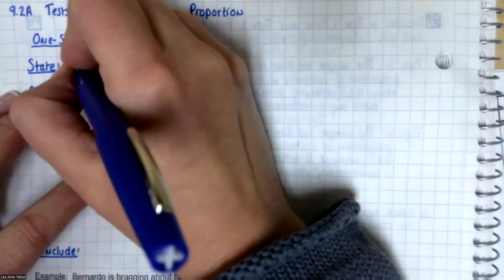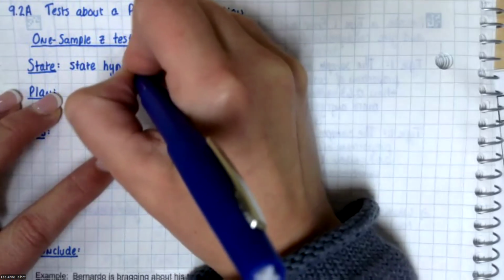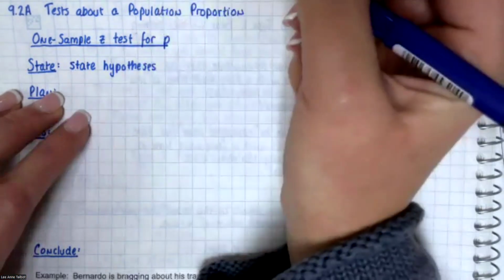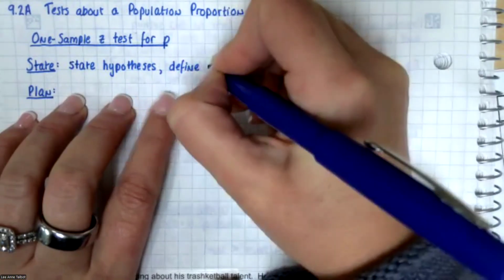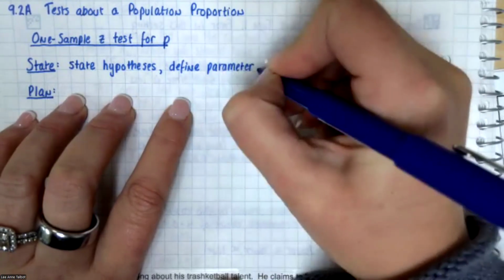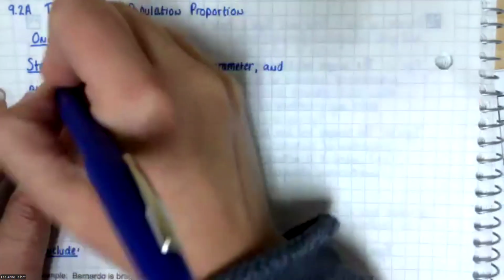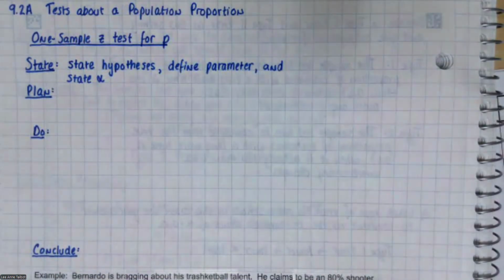For a test, because it's a hypothesis test, you want to state your hypotheses. You want to define the parameter and state your alpha level, your boundary. Because remember, we said you should state the boundary before you start, because if you do it after the math, that's cheating.